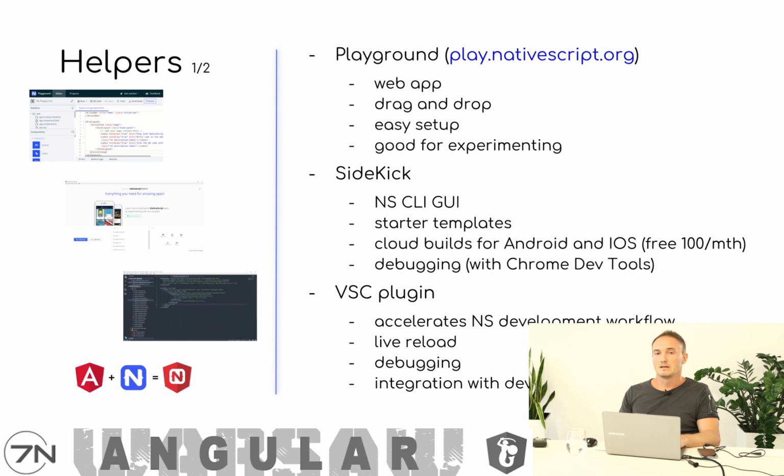So you will see how it works. The next tool is Sidekick. It is a NativeScript CLI GUI. It provides starter templates, and I think one of the best features is cloud build. So you can build your app for Android and iOS devices without any dependencies, especially if you have a Windows machine. It's hard to build an iOS app there, and it also helps you with debugging with Chrome DevTools.